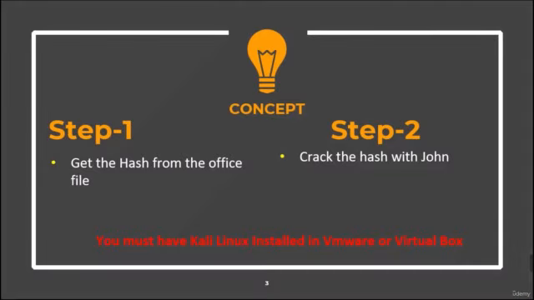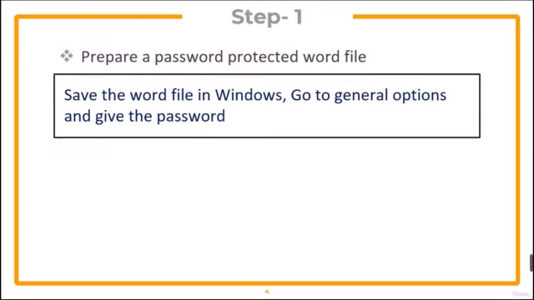Now the concept of the attack is very simple. We are going to get the hash from the Office file and then we are going to use John to crack this hash. Now you must have a Kali Linux installed in VMware or a VirtualBox. First of all, prepare a password protected Word file. You can create a Word file in Windows, go to General Options and give it a password.